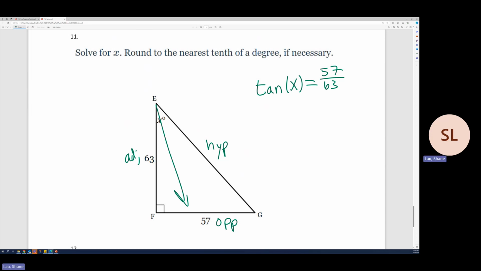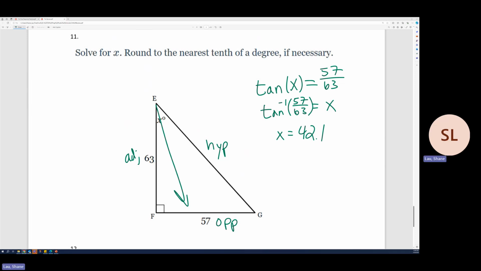Okay, good so far. But remember, we have to look for the angle, so we must find the inverse. Remember, switch, inverse, solve. I'm going to do that in 2 steps. Tangent inverse of 57 over 63 equals x. Then x equals 42. You must use a calculator. This one says round to the nearest 10th, but otherwise you might find that you need to round to the nearest 1,000th. So make sure that you are doing that problem correctly.